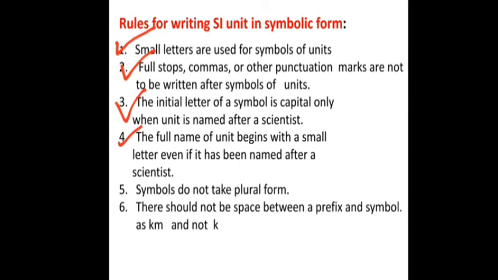Now next we will go. Symbols do not take plural form. That means, for example, Kelvin is there. Okay, Kelvins we cannot write. K's, K followed by apostrophe S we cannot write. And the sixth one is there should not be space between a prefix and symbol. Like when writing kilometer ಕಂಟಿನ್ಯೂ ಬರೀಬೇಕು, km, otherwise it will be meaningless. So these are the rules that we understood.